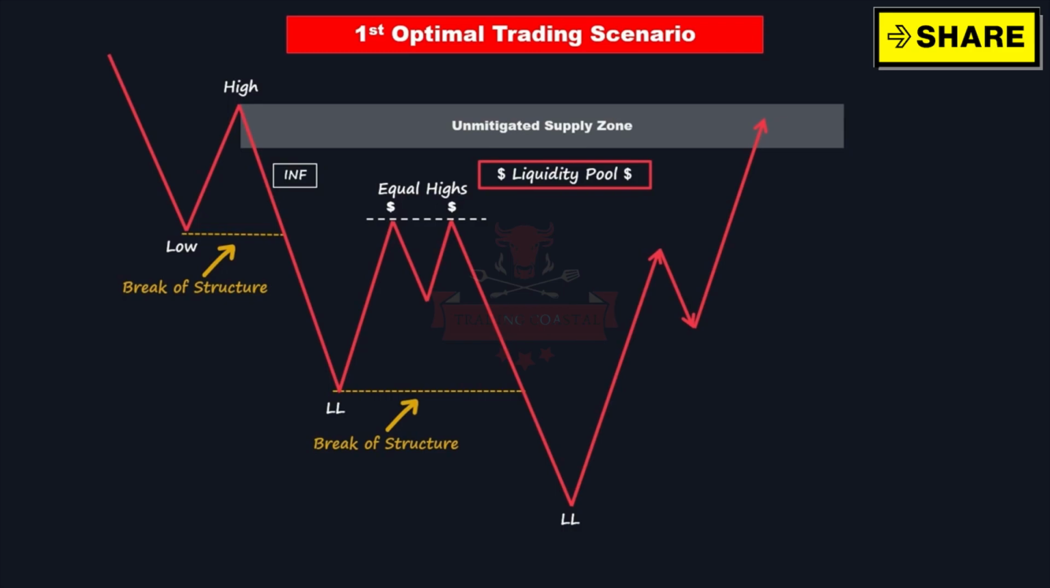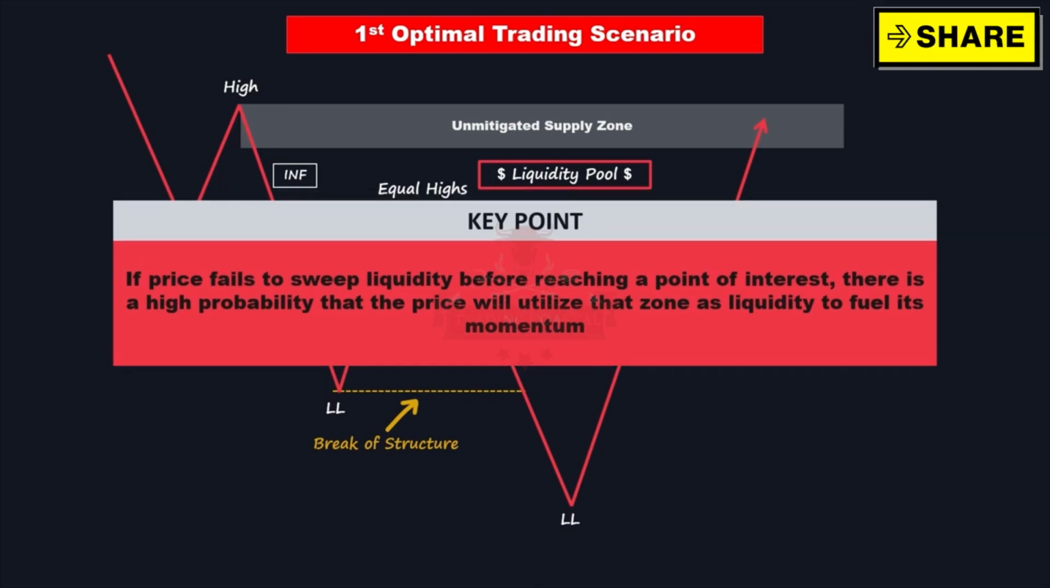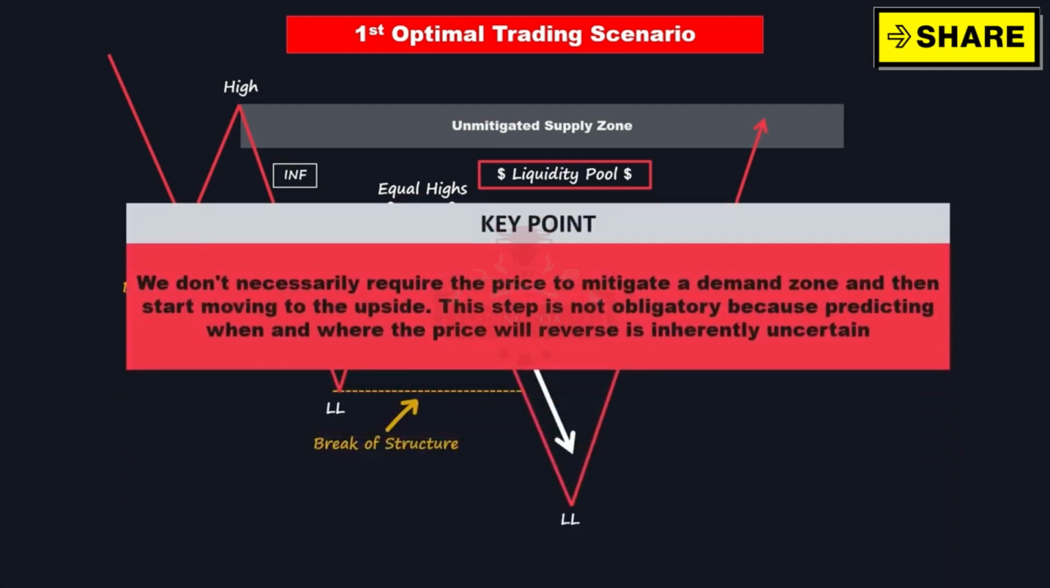As mentioned earlier, we use liquidity sweeps as a confluence factor before entering a position. The core mindset behind that is, if the price fails to sweep liquidity before reaching a point of interest, there is a high probability that the price will utilize that zone as liquidity to fuel its momentum. After forming equal highs, the price experienced a downward push, breaking the recent low and establishing a break of structure. It's important to note a key aspect here.